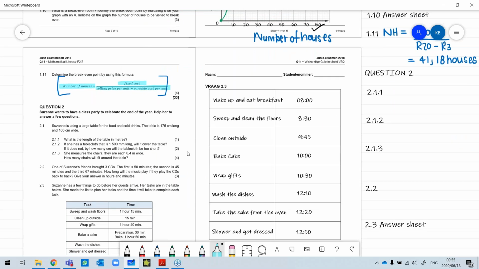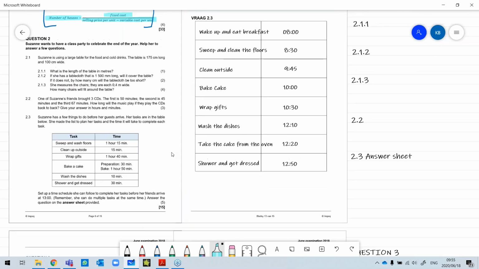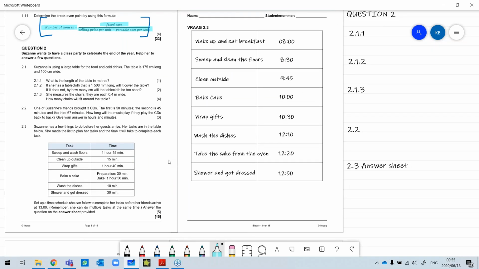Question 2. Suzanne wants to have a class party to celebrate the end of the year. Help her answer a few questions. Question 2.1. Suzanne is using a large table for the food and cool drinks. The table is 175 centimeters long and 100 centimeters wide. Question 2.1.1. What is the length of the table in meters?